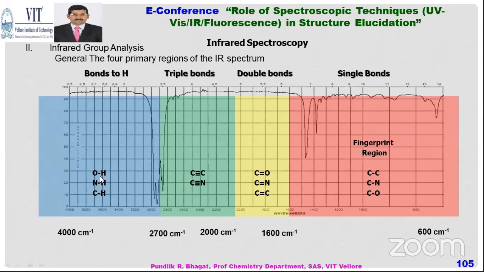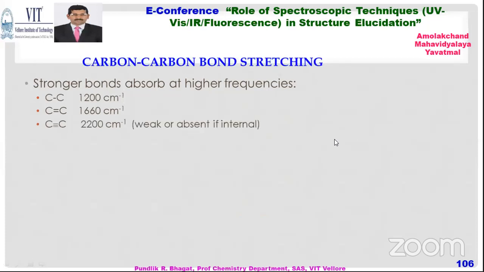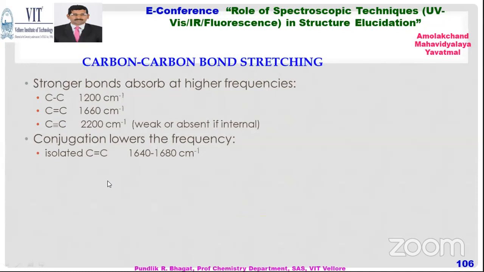So this is the first region, which is shown above 3200 to 3700. This is carbon-carbon triple bond, double bond. This is 2000 to 2300, and this is 1680 to 1850. And this is the fingerprint region. So here it is shown: double bond, triple bond, single bond. Here we'll find how the frequency will change depending on the, this is repeated actually.